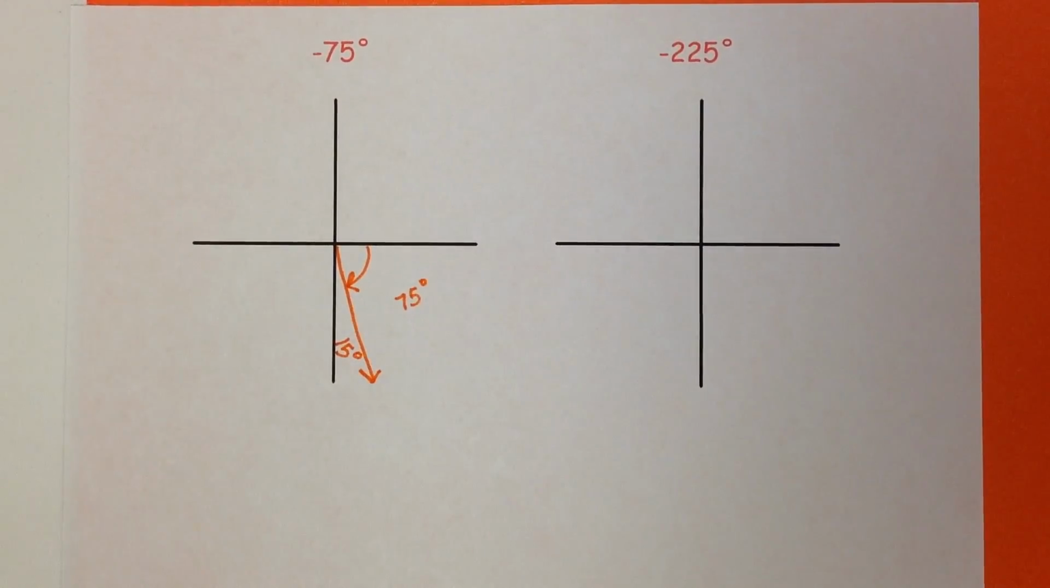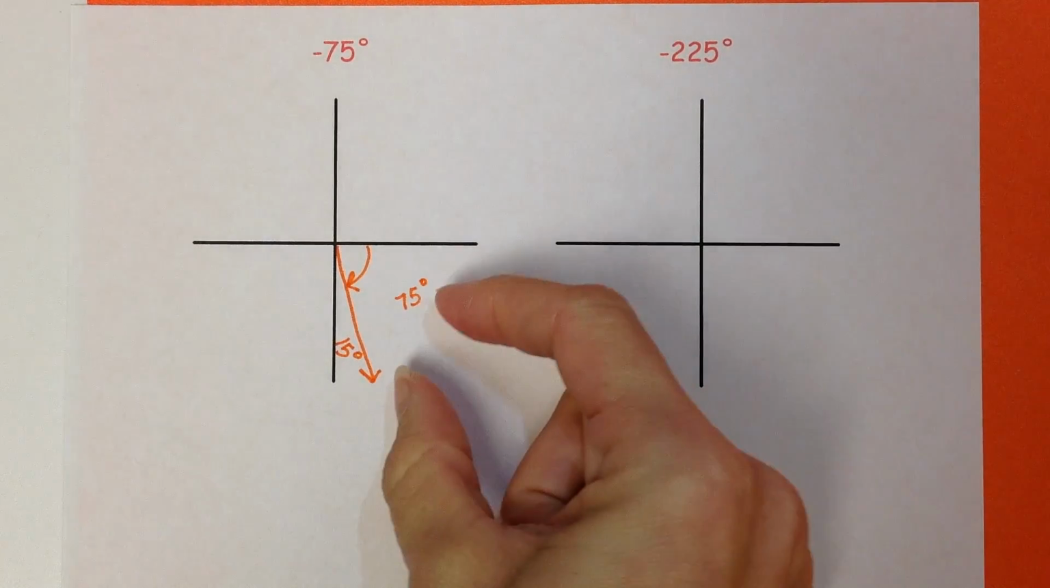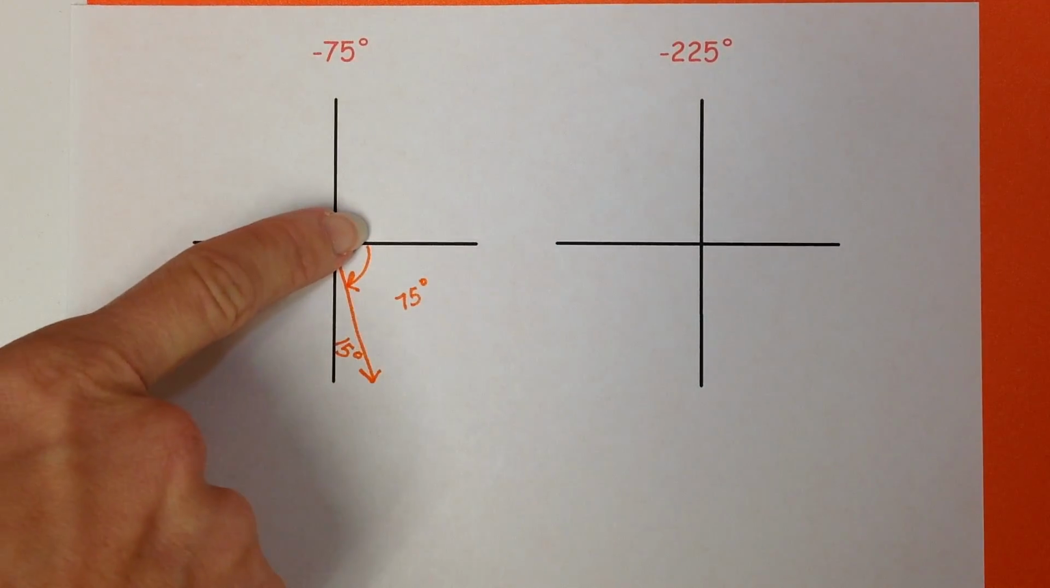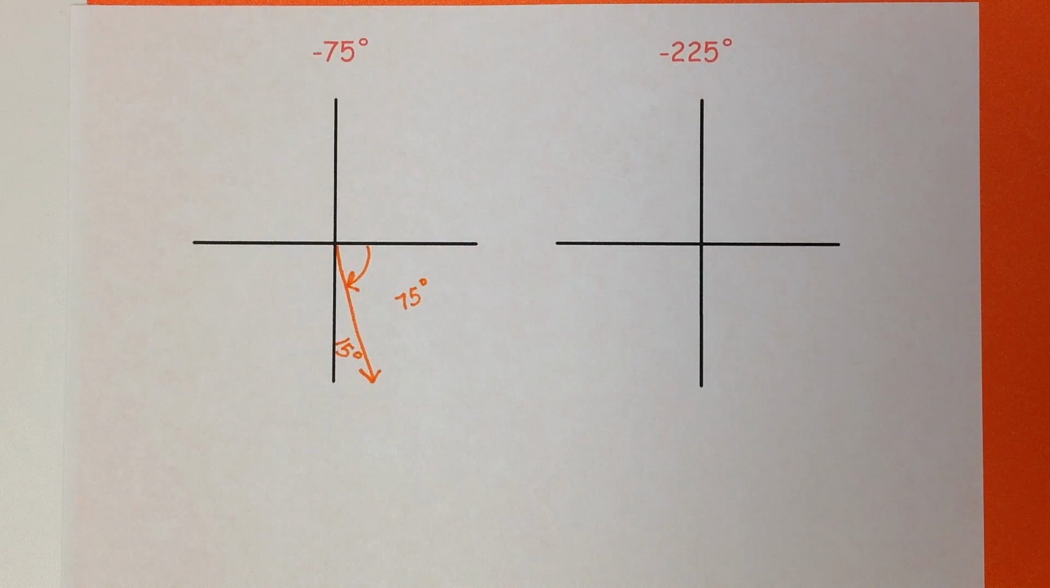Now when I label those sections, I'm just going to label them as positive values, because that is the amount, that's how many degrees you have in that section. Again, the fact that it's negative is simply telling you which way you're going.